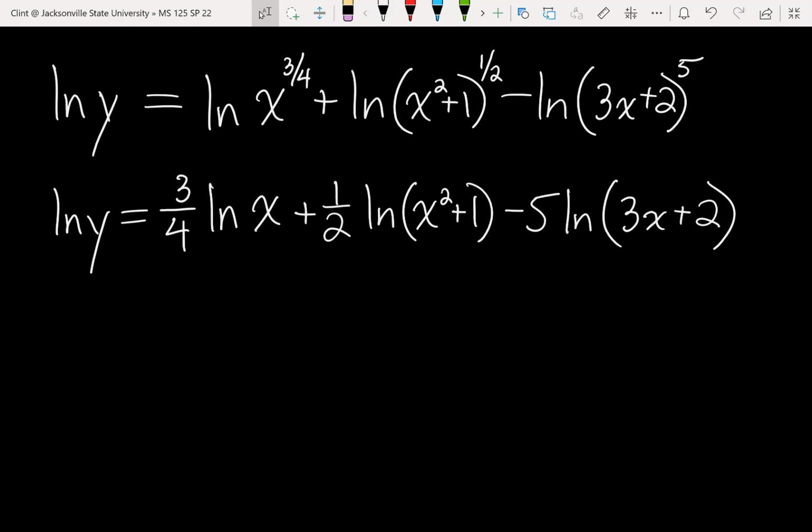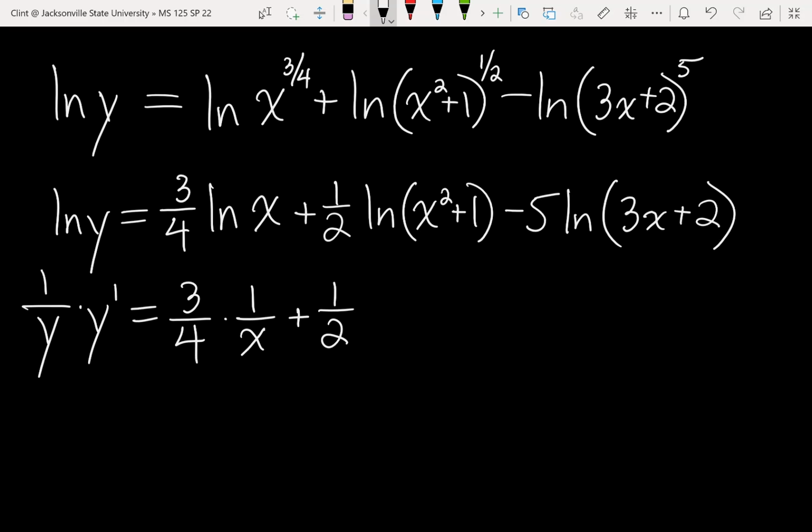So if we go to take the derivative of both sides, this side is just 1 over y times y prime. Implicit or chain rule, if you want to think about it that way. This side is just a constant multiple, so it's just 3/4 times the derivative of ln of x, which is 1 over x. Plus 1/2 times our derivative here, which would be 1 over x squared plus 1 times the derivative of x squared plus 1, which is just 2x. So that's u prime over u, that's how I'm writing that.